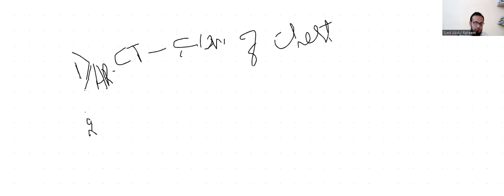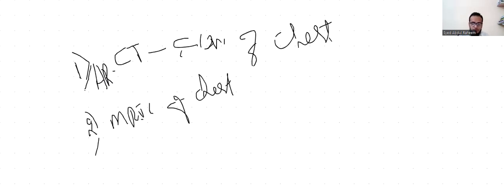Okay. And the second is MRI. Okay. MRI of chest. This also gives complete detail. This is magnetic resonance imaging of chest. This is the second option we have if you want to go into detail.